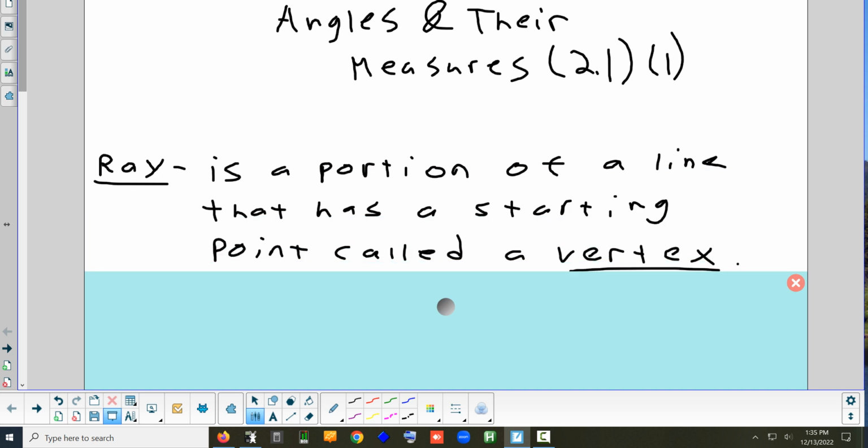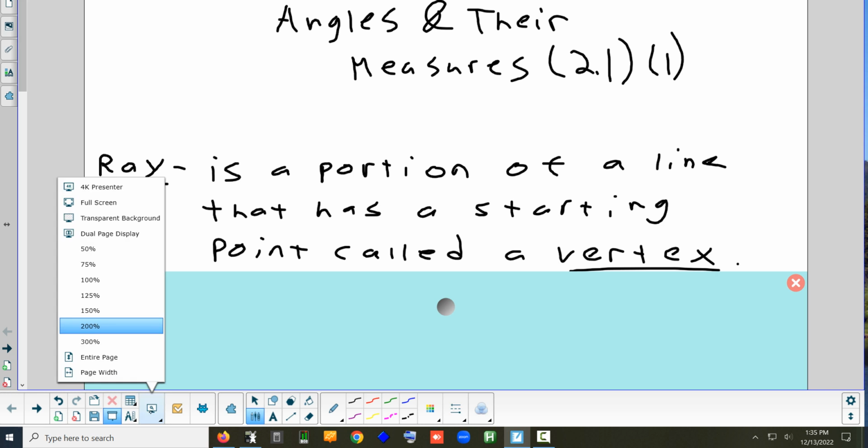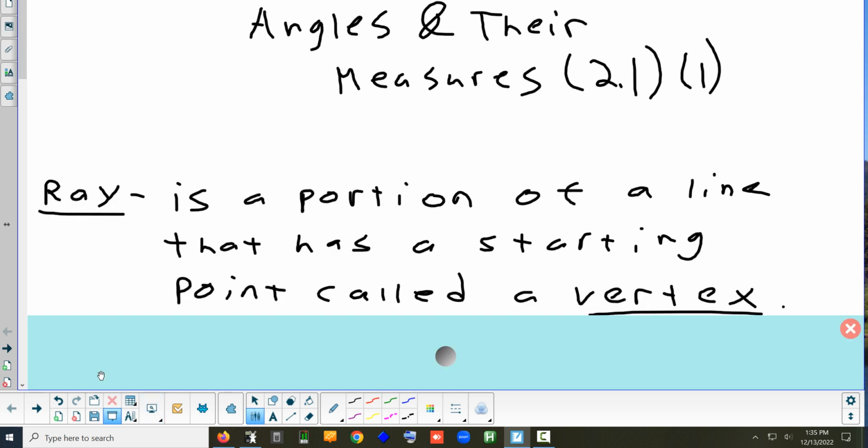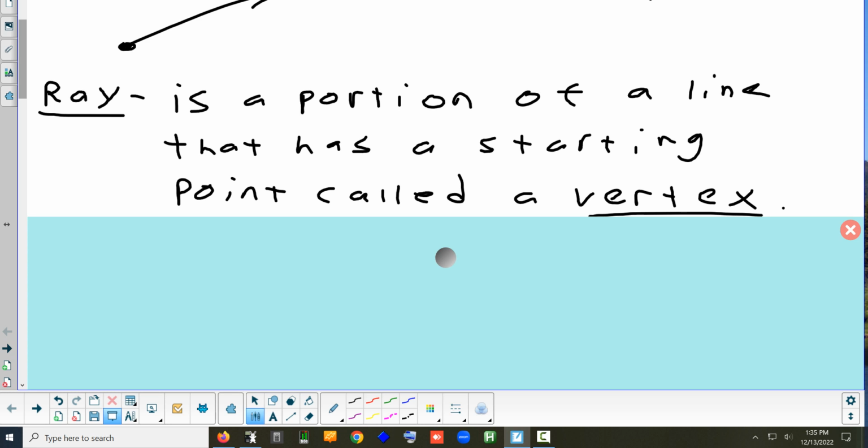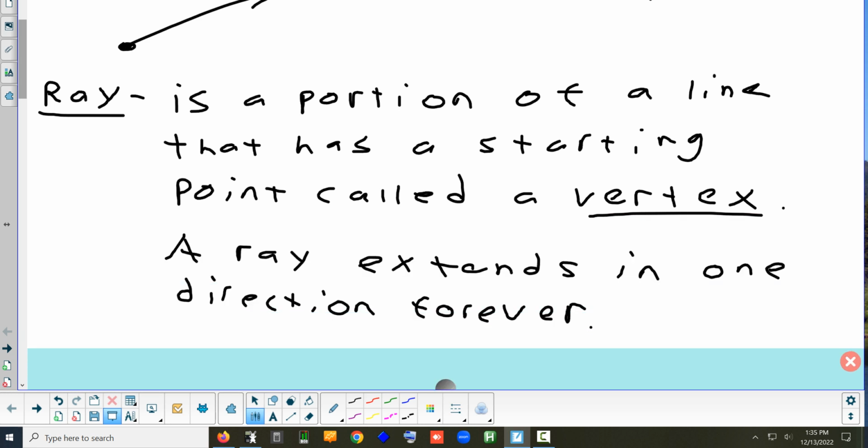So before we can even talk about an angle, we'll talk about something even simpler, which is what the 2 sides of an angle are called. And those are called rays. So a ray basically looks like this. It has a starting point called the vertex, and it continues in one direction forever. Here's another example of a ray.